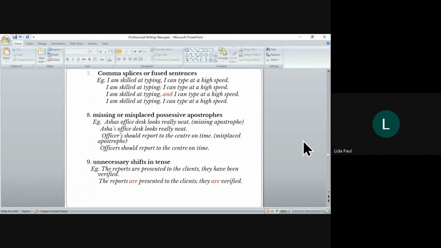But that is not the case with the second one, right? The second one is basically a misplaced use of apostrophe. In "officers should," you don't need an apostrophe because officers is actually a plural word there. But another place where apostrophe is used is also in the contractive marker, right?